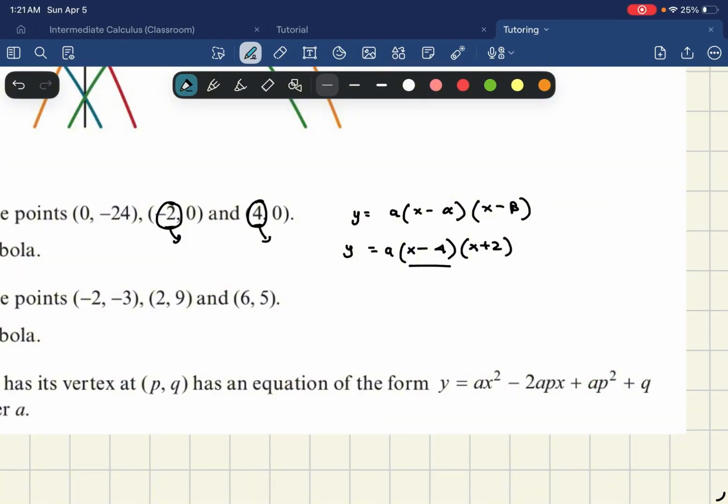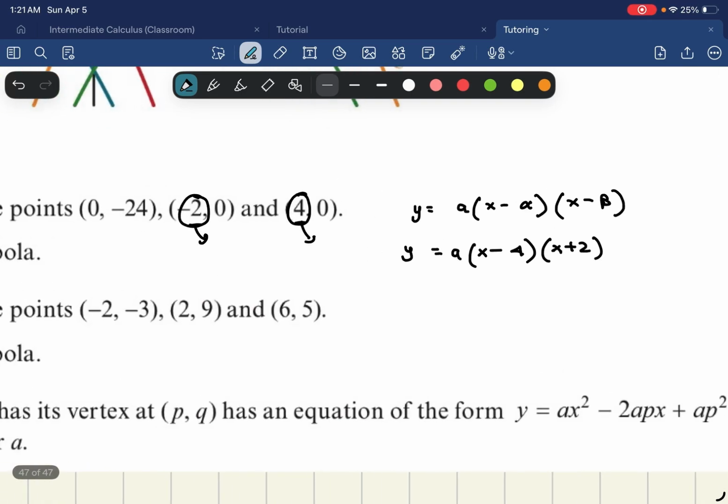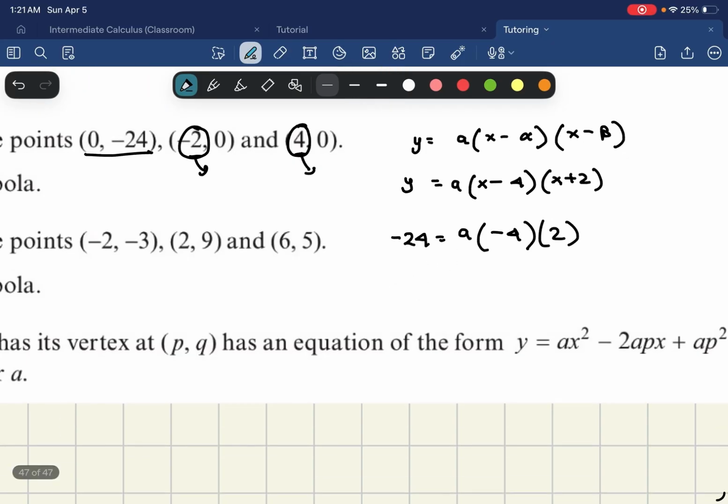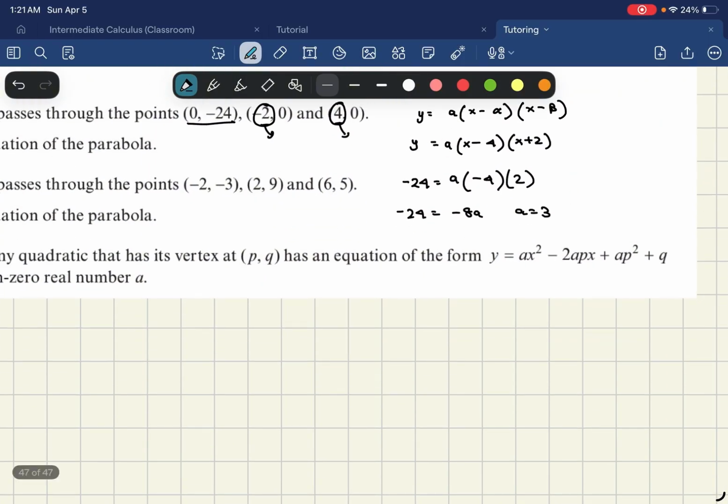X is equal to 4 gives me 0. X is equal to negative 2, I put it here, I get 0. And then I have a outside. Now I need to figure out what this a is. How do I do that? I use the third point. So negative 24, if I substitute x is equal to 0, I get minus 4 times 2. So negative 24 is equal to negative 8a. A is equal to 3. So therefore, the equation of the parabola is just 3, x minus 4, x plus 2.